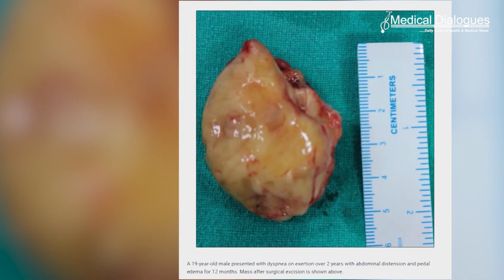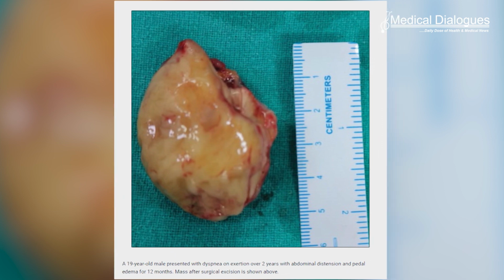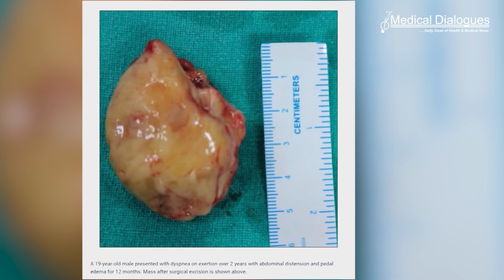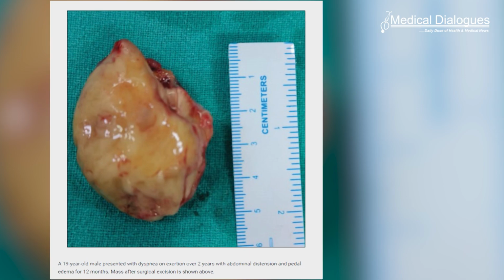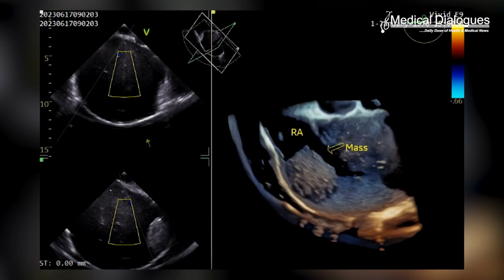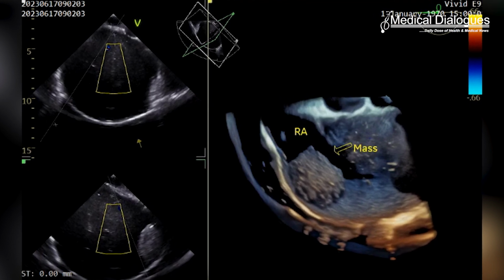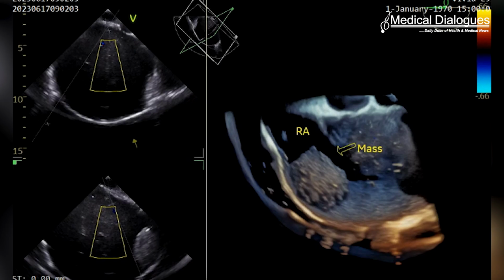Hence, the authors concluded that an intracardiac mass should be evaluated taking into consideration the clinical setting, the age of the patient, tumor location, and also echocardiography findings. The 3D transesophageal echocardiography gives us greater imaging quality and additional information, improving the sensitivity and specificity of diagnosis compared to 2D imaging. That's all for today.